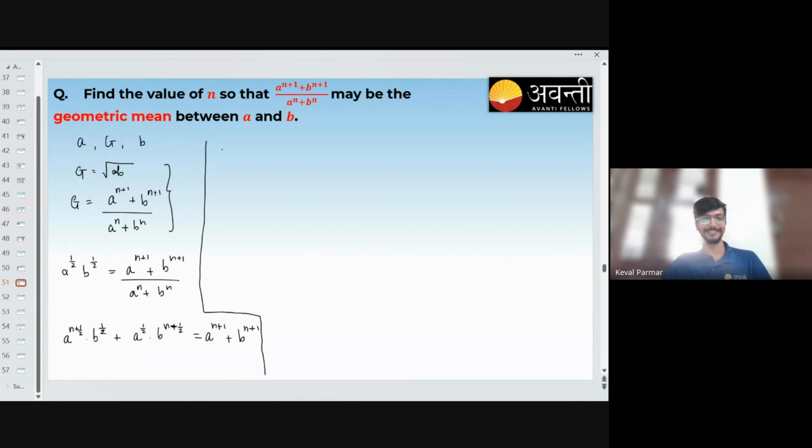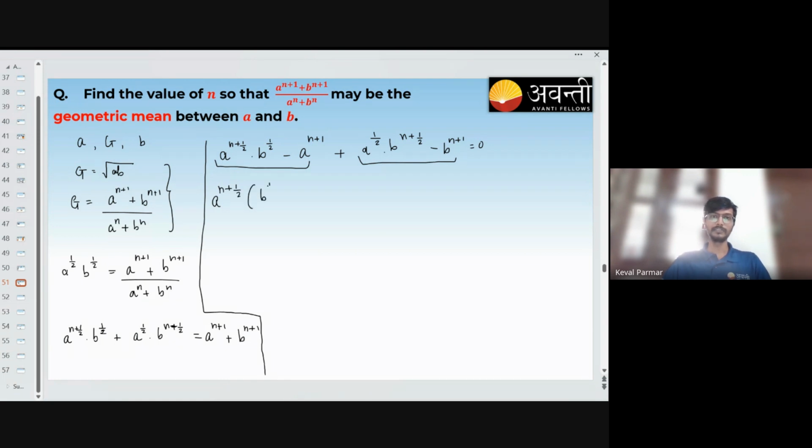Please see if I make any mistakes. I'll write a raised to n plus half into b raised to half minus a raised to n plus 1, then plus a raised to half into b raised to n plus half minus b raised to n plus 1 equals 0. I am planning to take common, that's why I am grouping the terms. From these two, I can take a raised to n plus half common. What I'll be left with is b raised to half minus a raised to half.